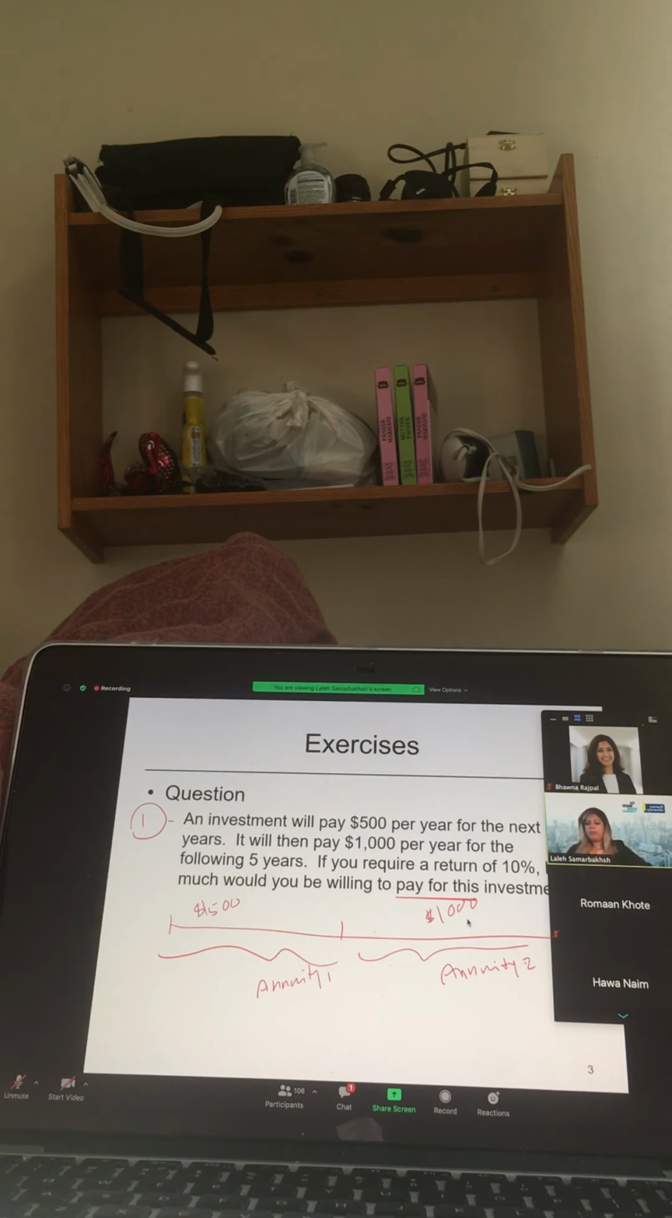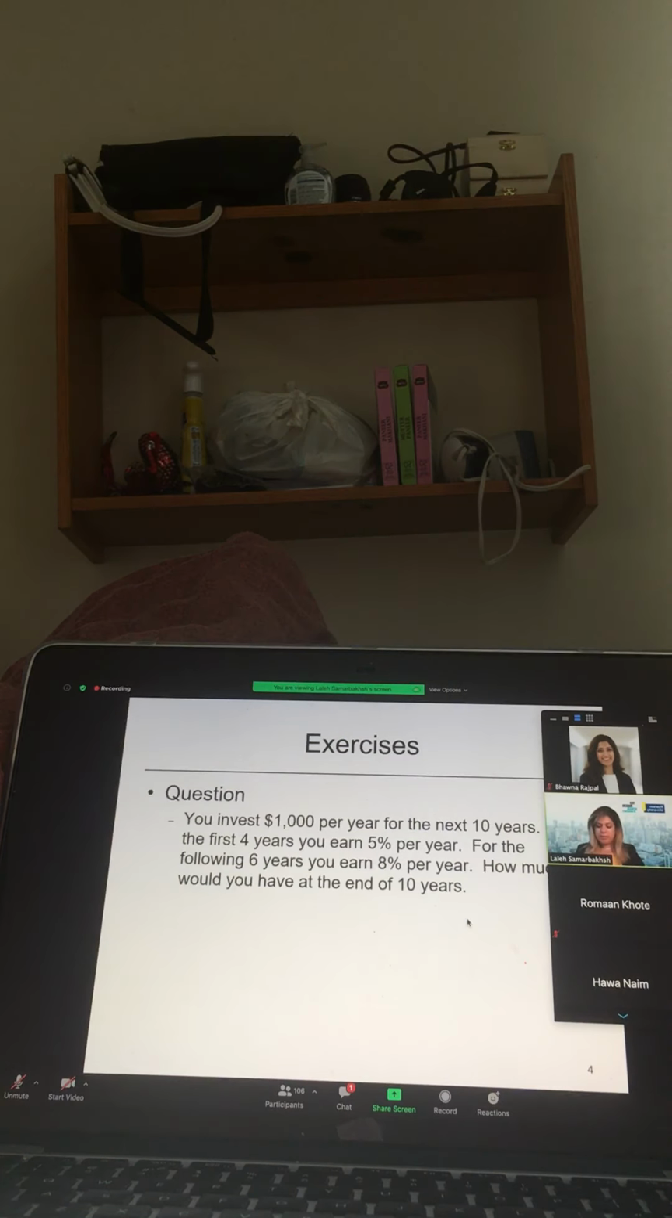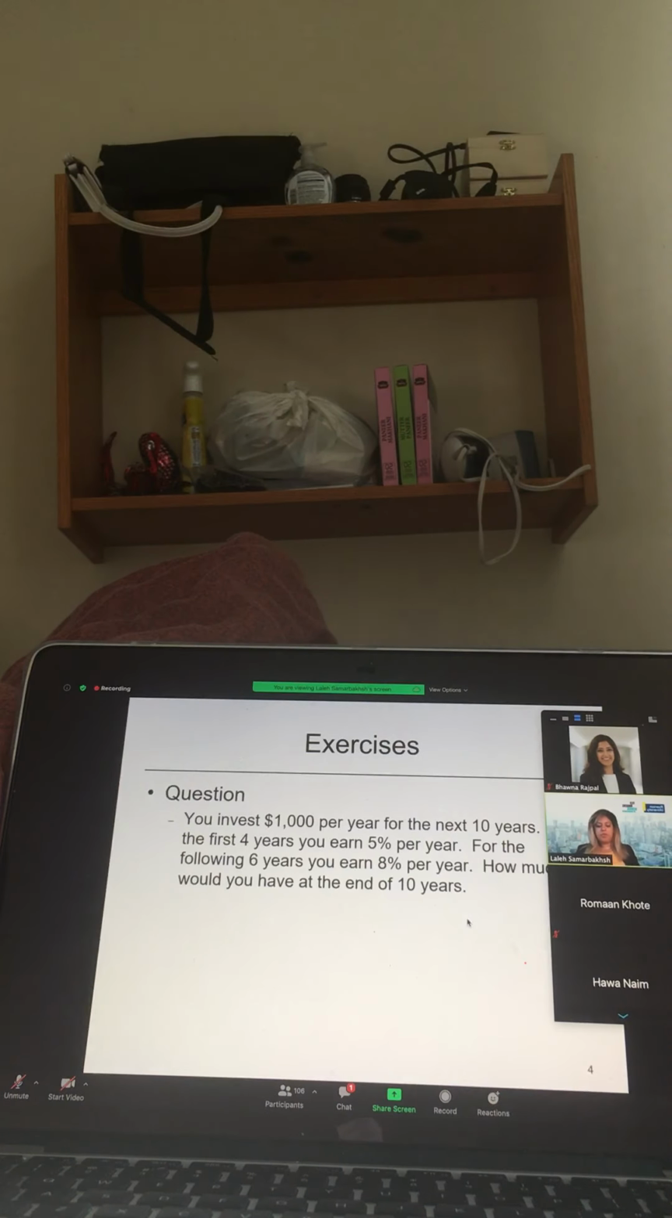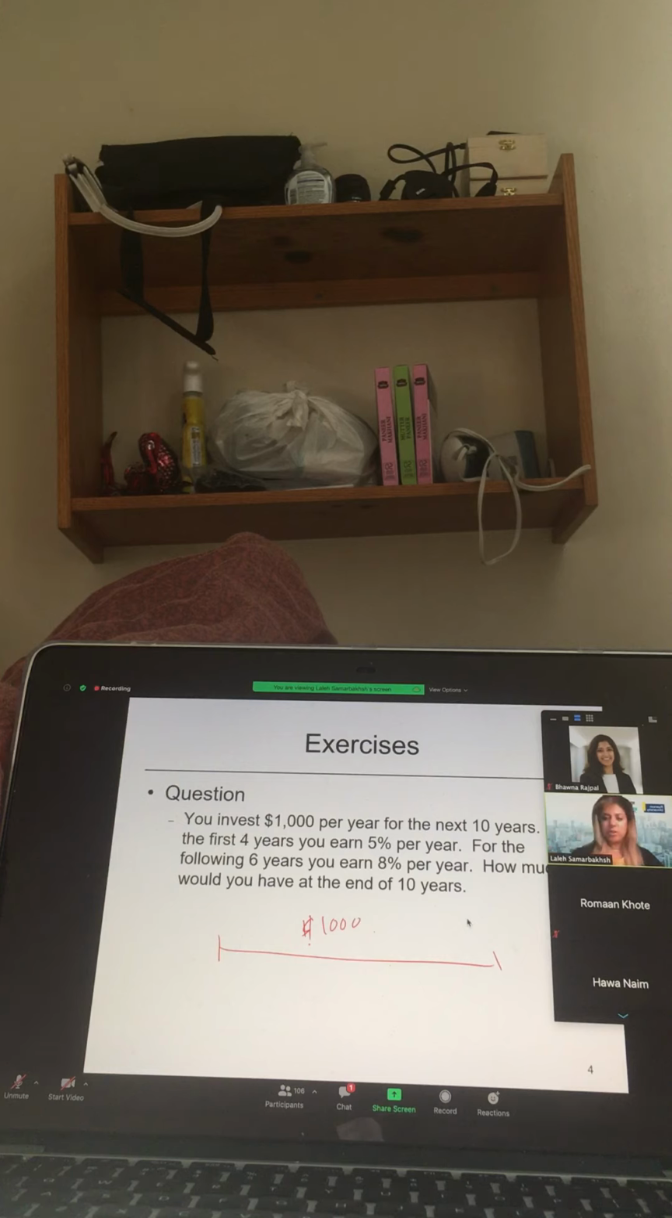So next one. The next question, it's similar, but this time it's the future value of an annuity. Similar to the previous problem, but this time we have a future value problem. Why is it similar? The payments are all $1,000. So what is the problem here? Why can I not deal with it like $1,000 because everything is $1,000? Well, the problem is the rate is changing. That's correct, Amanda. So the rates are changing.